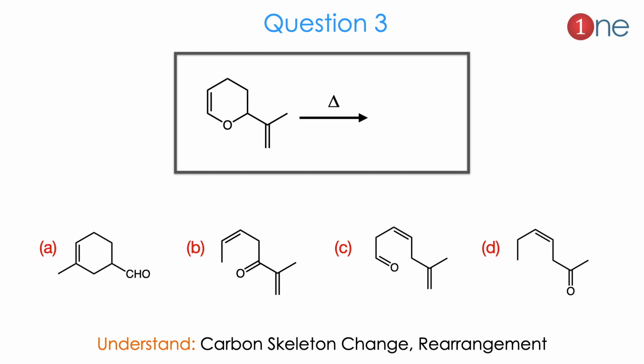Then question number 3. The starting material is a cyclic ether with an alkene inside, and externally you are connecting the isopropenyl group. You are using light there. Here they ask you to find the product. The product obviously involves a carbon skeleton shift. Definitely a rearrangement occurs, so you have to guess the rearrangement here and find the carbon skeletal change.